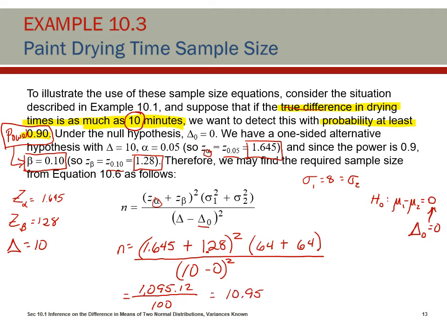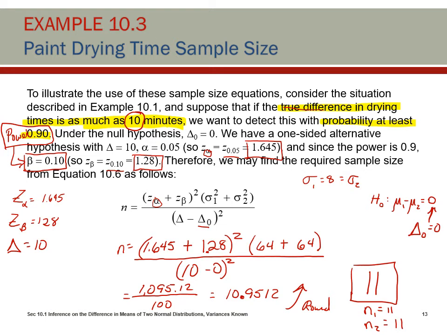10.9512. Anytime you have a number that's not 0 beyond the 10, then you always round up with a sample size. So 11 is the sample size. And what that means is I want 11 from each of the populations. N1 would be 11, and N2 would equal 11.